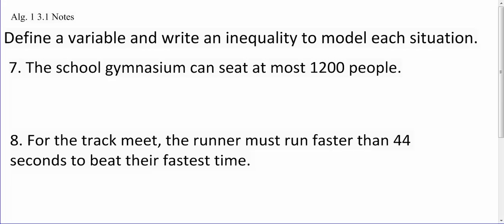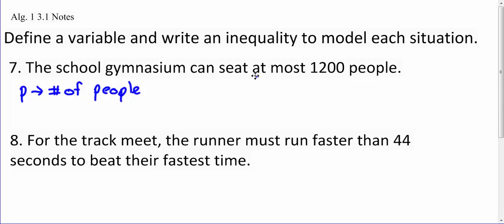Alright, so let's put a little application to this. Define a variable and write an inequality to model each situation. The school gymnasium can seat at most 1,200 people. Now again, we need to define a variable, so I'm going to say P is the number of people. You could use any variable you'd like. It still needs to represent the number of people.